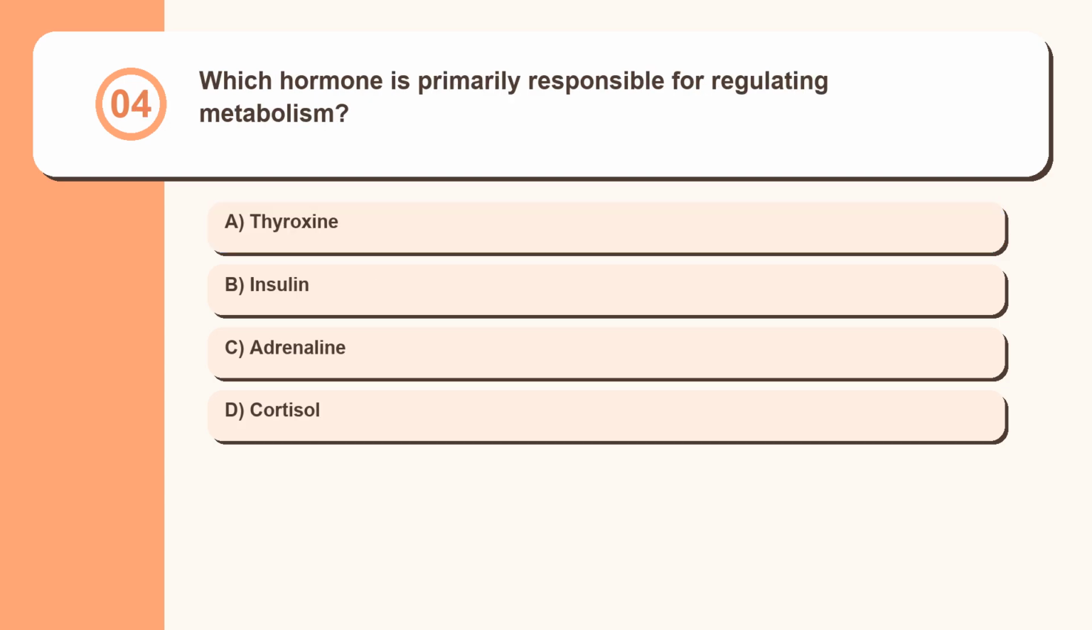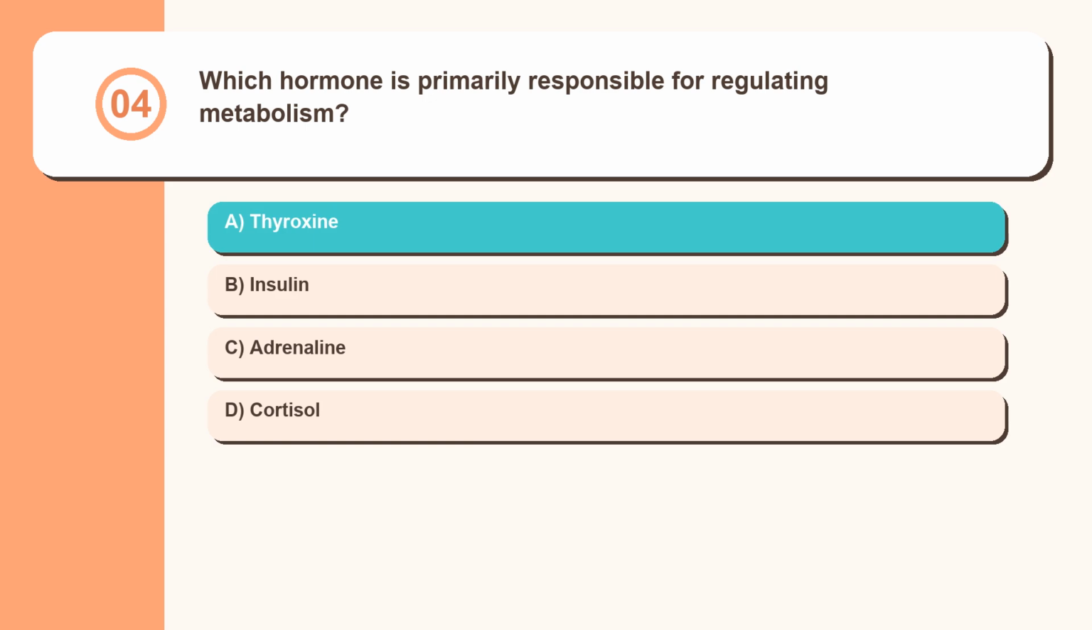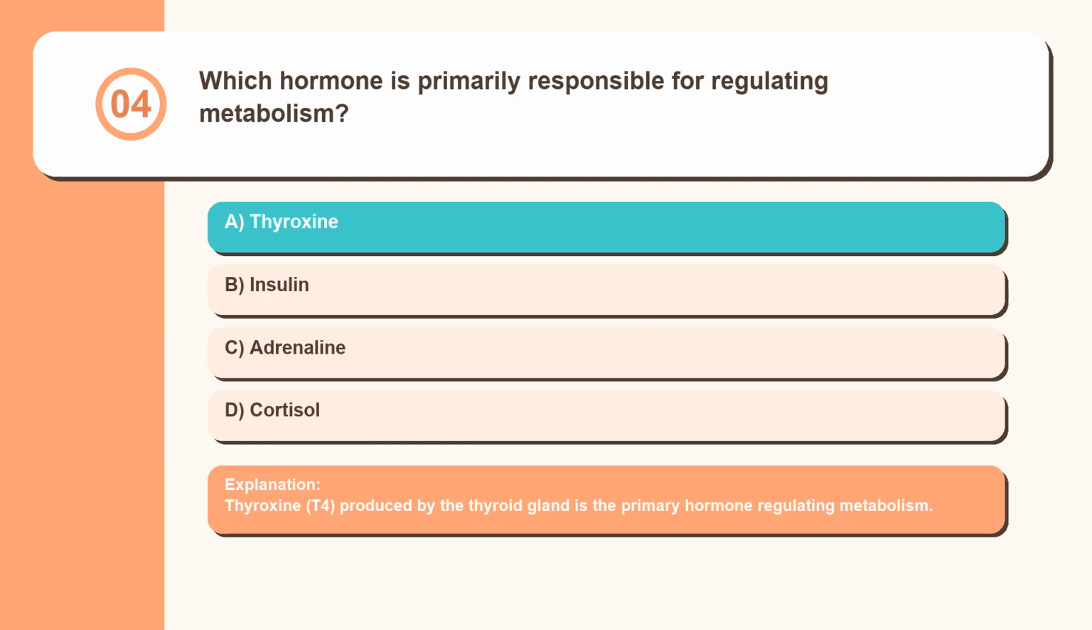Question 4. Which hormone is primarily responsible for regulating metabolism? Thyroxine, insulin, adrenaline, cortisol. Thyroxine, T4, produced by the thyroid gland is the primary hormone regulating metabolism.